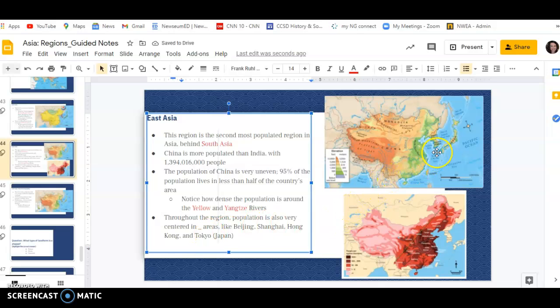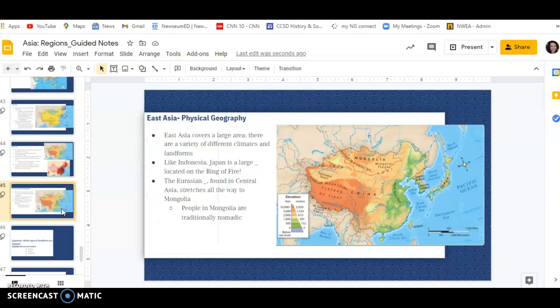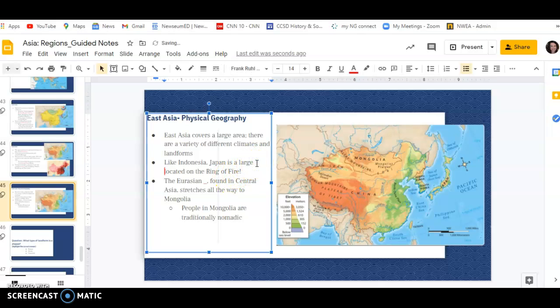Throughout this entire region of East Asia, we also see population being very centered in urban areas, like Beijing and Shanghai in China, in Hong Kong, or in Tokyo, Japan. East Asia covers a large area, so there are a variety of different climates and landforms. Like Indonesia, Japan is a large archipelago.